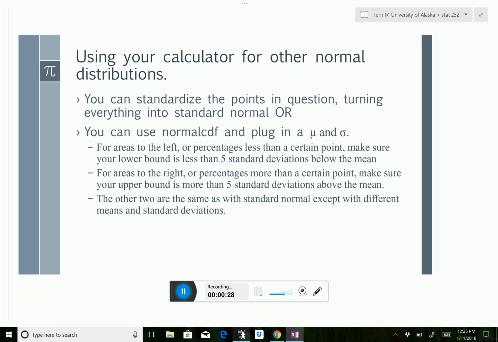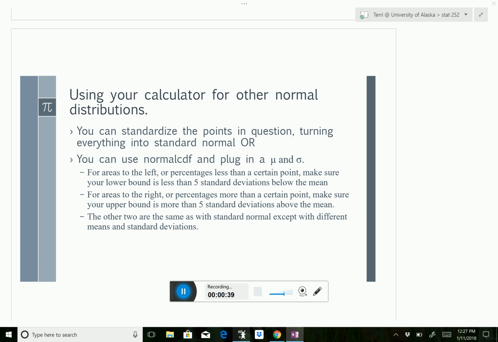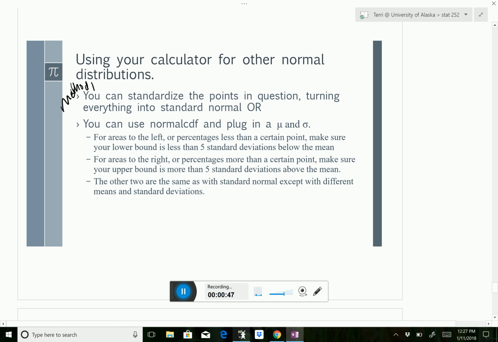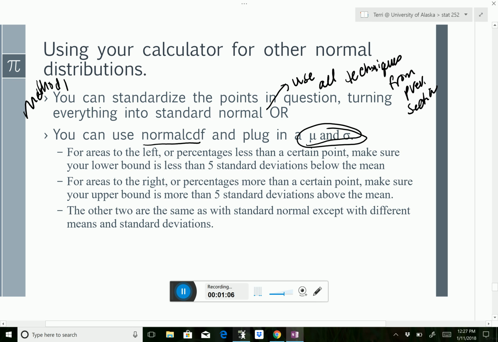Now, method one, we can standardize everything. You could standardize the points in question, turning everything into standard normal, and use all the techniques from the previous section. Or you can use normal CDF and plug in a mu and a sigma.